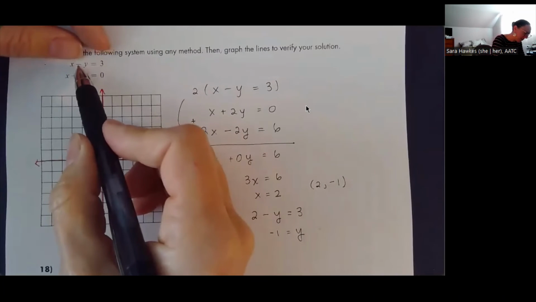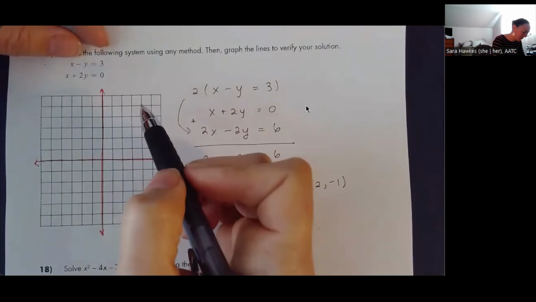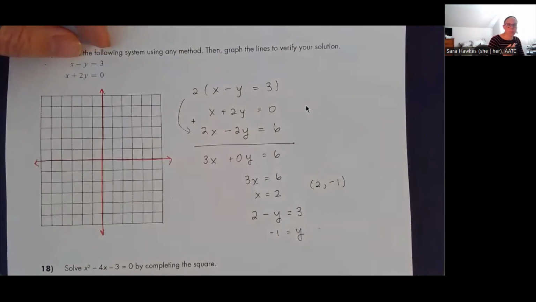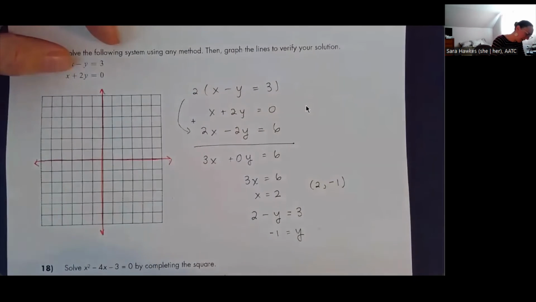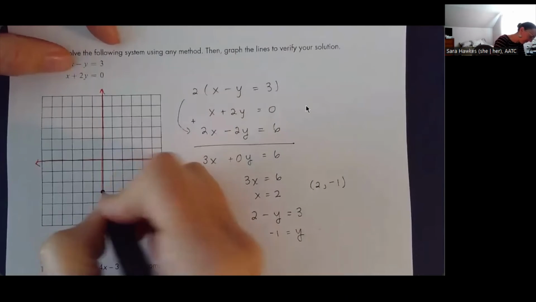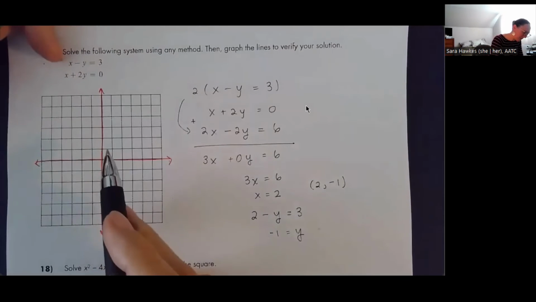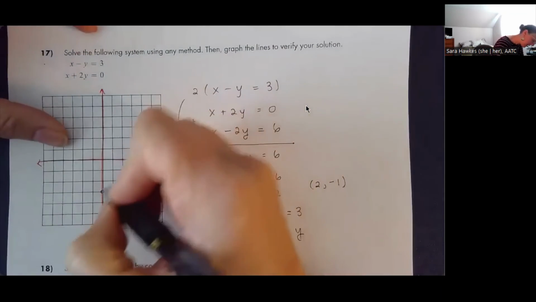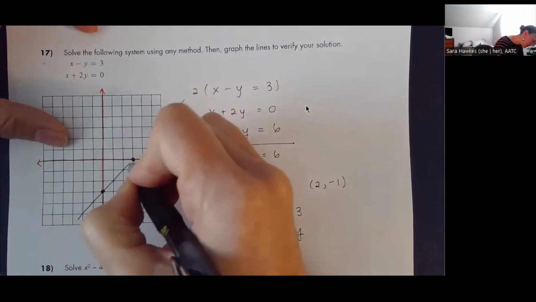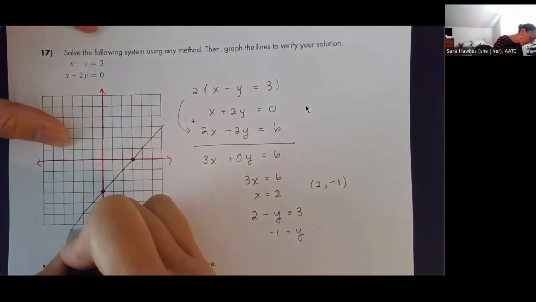That first line, x minus y is equal to 3. If I think about finding the x and y intercepts here, if x is equal to 0, y would be equal to -3. And if y was equal to 0, x would be equal to +3. So that's my first line.